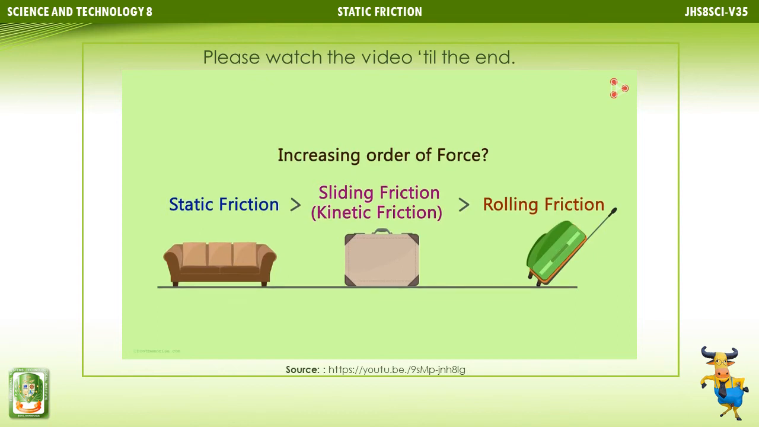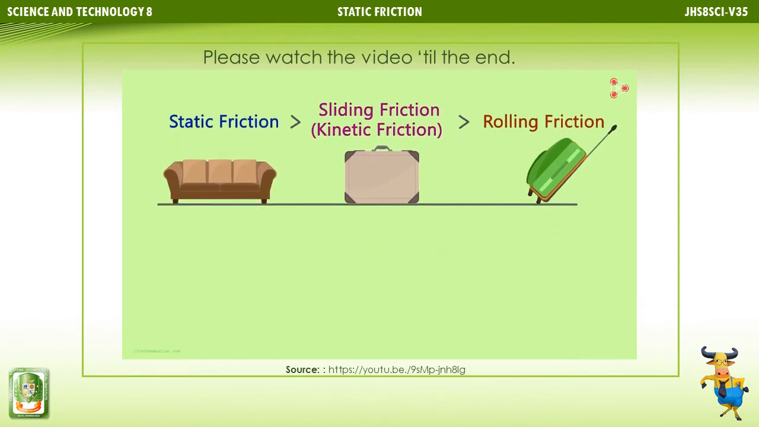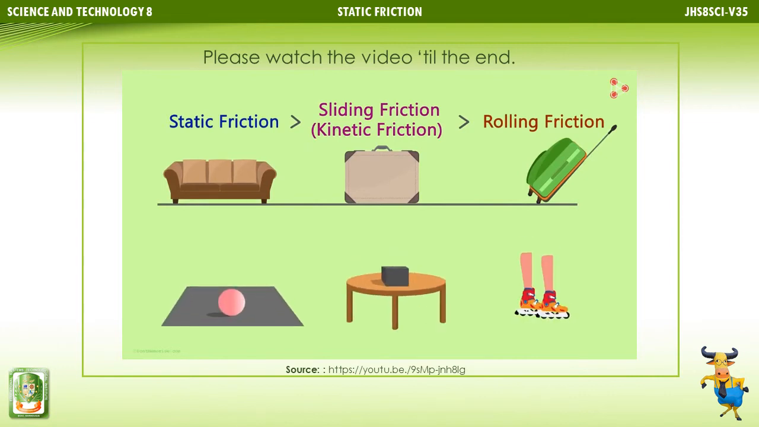In all the examples we've seen so far, we've only considered friction between solid parts. Ball on a floor, box on a table, or roller skates on the ground. In all cases, both the objects were solid. Does friction come into play only when solid parts are involved? Is there any other kind of friction we haven't seen yet? Do watch our next video to know more.